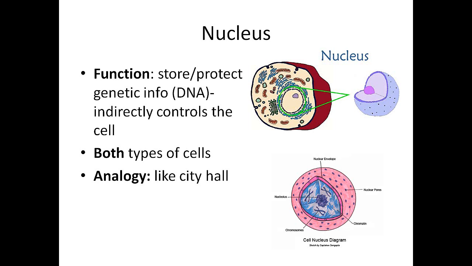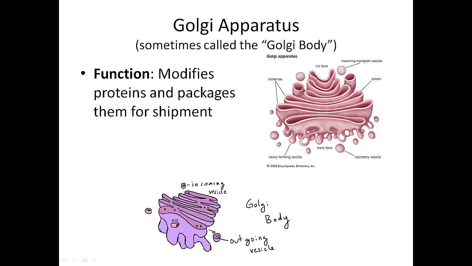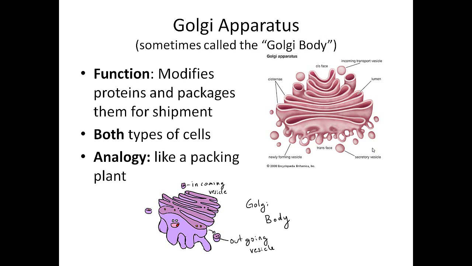Same with the nucleus. The Golgi apparatus, sometimes you'll see it called the Golgi body, is what modifies proteins, so ribosomes will make them. Golgi apparatus will modify them and then package them and then send them out for shipment in these little bubbles. And both types of cells have it. It's like a packing plant, so think of a UPS, not the trucks, but the facility. Packages come in, they might have to repackage some things, and then they put them on the trucks to go out. That's like the Golgi apparatus.